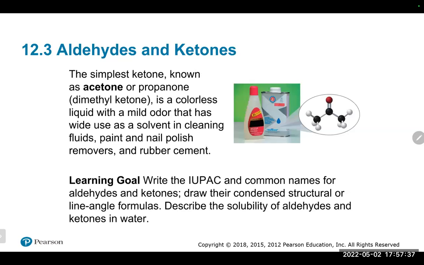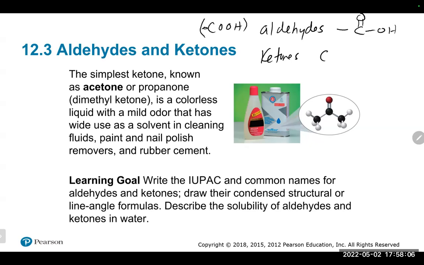So the next type of organic compounds we're going to talk about are aldehydes and ketones. These are also oxygen-containing compounds. Aldehydes have the functional group of a carbon-oxygen double bond and an OH, oftentimes written in formulas as COOH. Ketones, on the other hand, as I mentioned a second ago, always have a 3 carbon run at minimum, and in that center carbon you have the carbon-oxygen double bond.